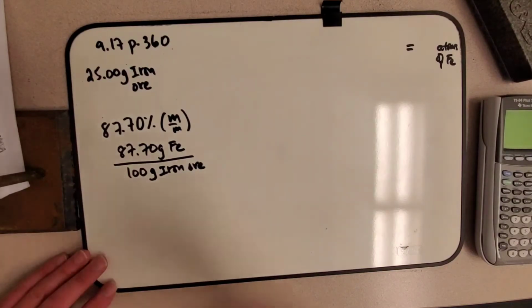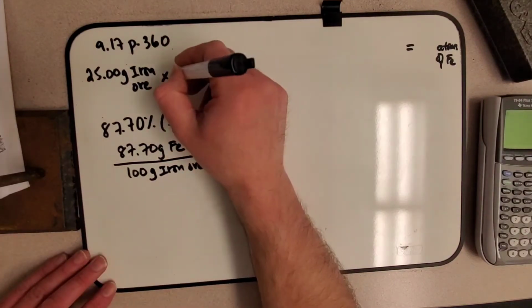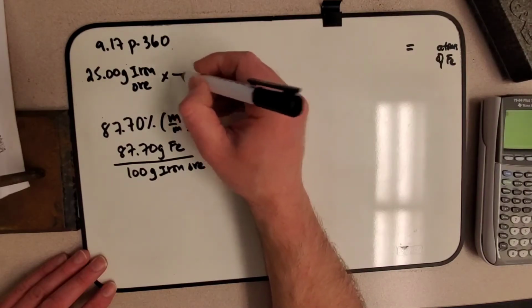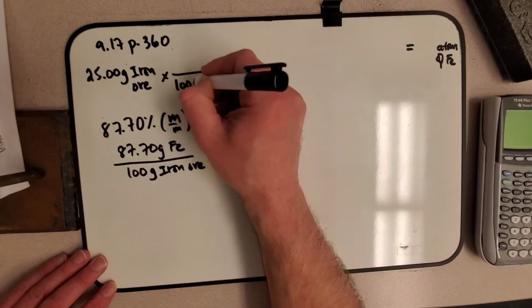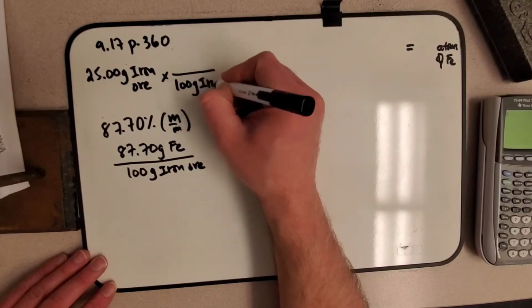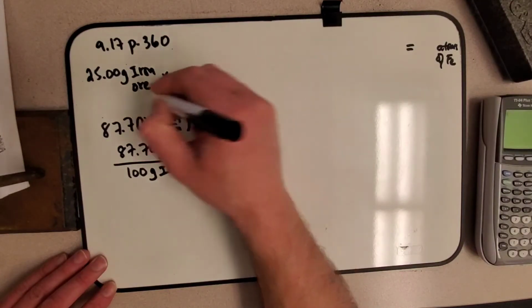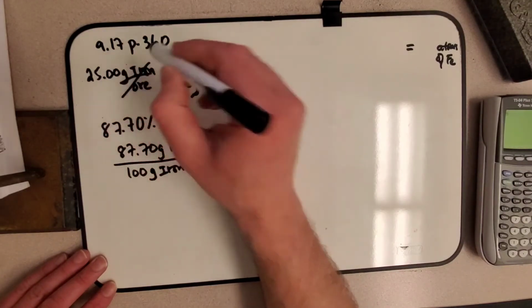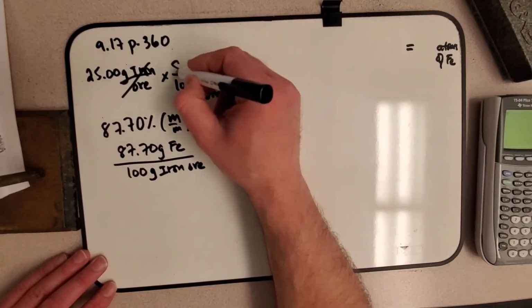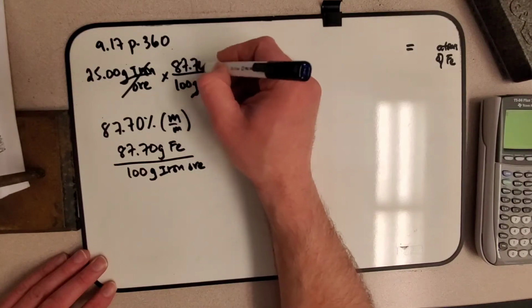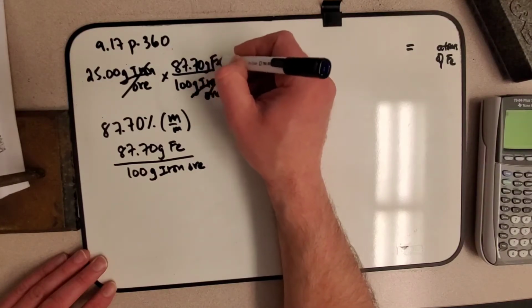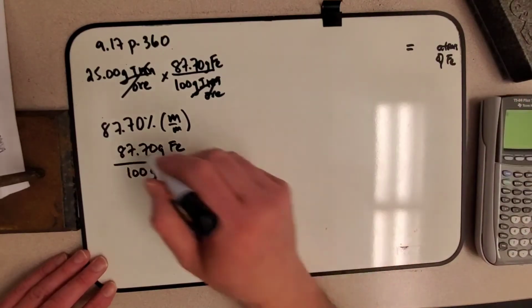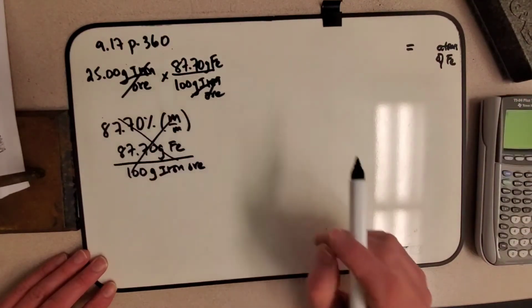Okay, so I can actually already start converting it. I know that I need to get rid of the grams of iron ore, so that will be in the bottom here, 100 grams of iron ore. Cancelled. And then that will contain 87.70 grams of iron. Okay, but we need atoms of iron. So I already used this conversion factor, I don't need to use it anymore.